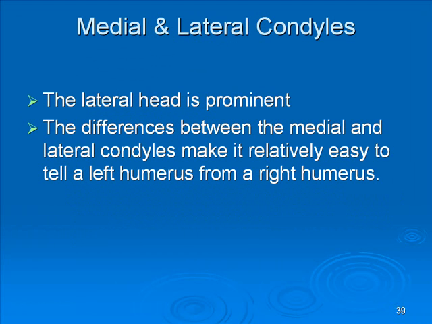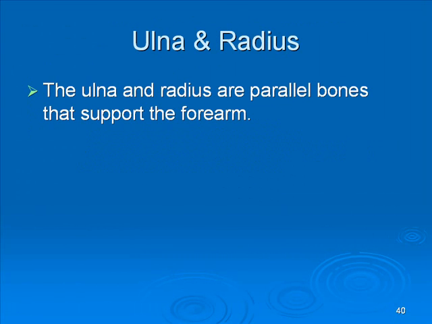Medial and lateral epicondyles. The lateral epicondyle is very prominent. The differences between the medial and the lateral epicondyle make it relatively easy to tell the left humerus from the right humerus, because if you know the location of the medial epicondyle, you'll be able to identify the bone. Ulna and the radius, parallel bones.